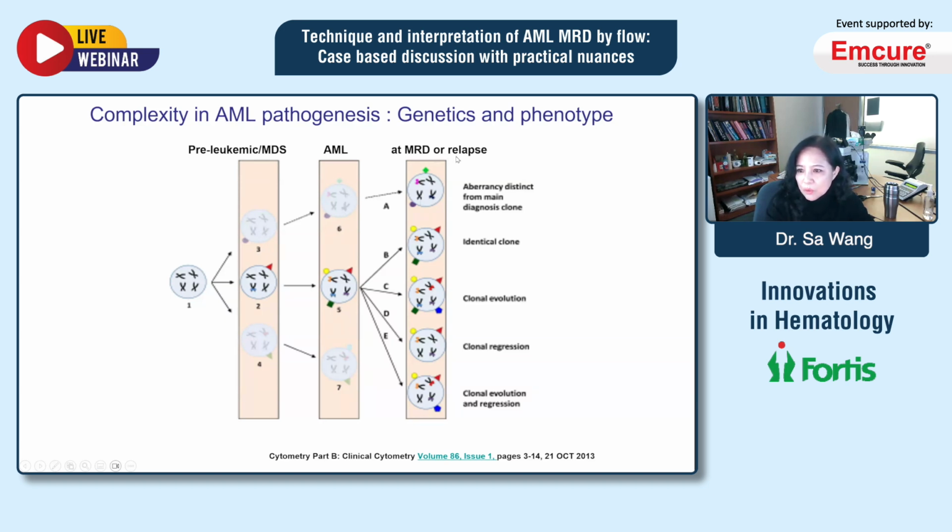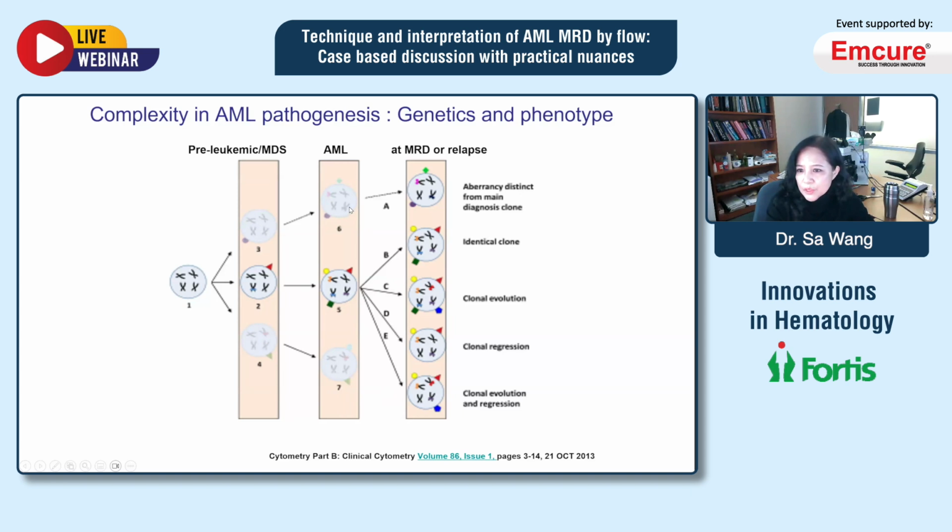At MRD or relapse, you can have the identical clone. You can also have clonal evolution, where you get more abnormality. There's usually no problem detecting this, right? But sometimes you do have clonal regression. You lose some markers you saw at the time of diagnosis. And sometimes you have clonal evolution and regression at the same time, so you lose one marker and gain another. It looks very different from the original leukemia. Another thing, which is most common, is subclone selection.